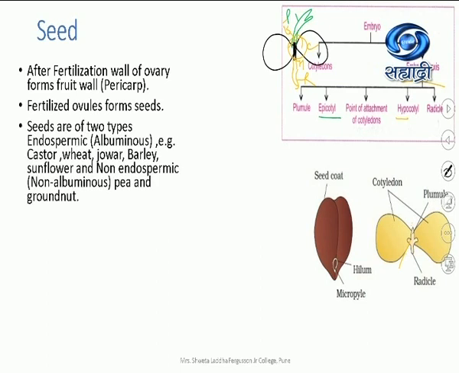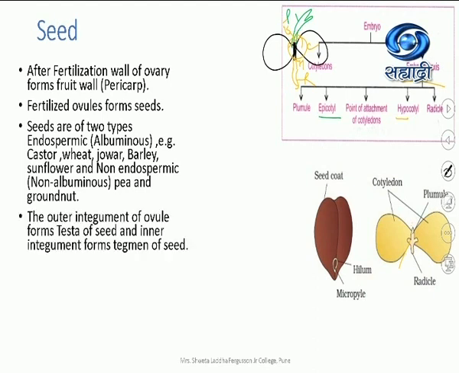We have already discussed seeds are of two types. Endospermic seeds, called albuminous seeds, having endosperm. Example, castor, wheat, jowar, barley, sunflower. And non-endospermic seed without endosperm, also called ex-albuminous or non-albuminous. Example, pea and groundnut. Outer integument of the ovule forms testa of the seed.